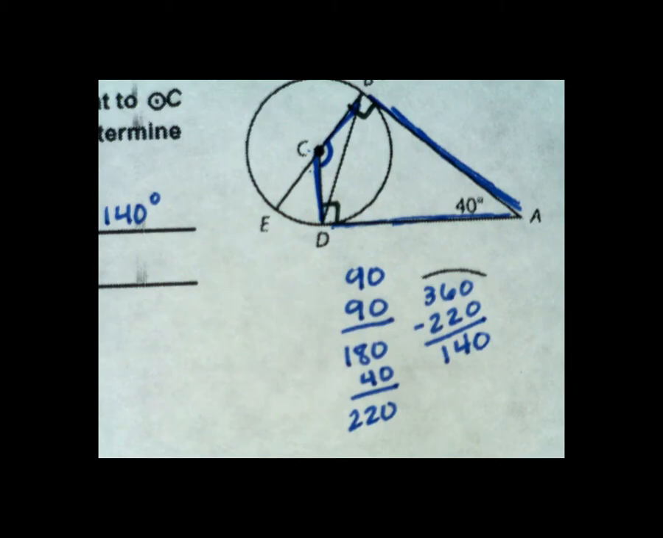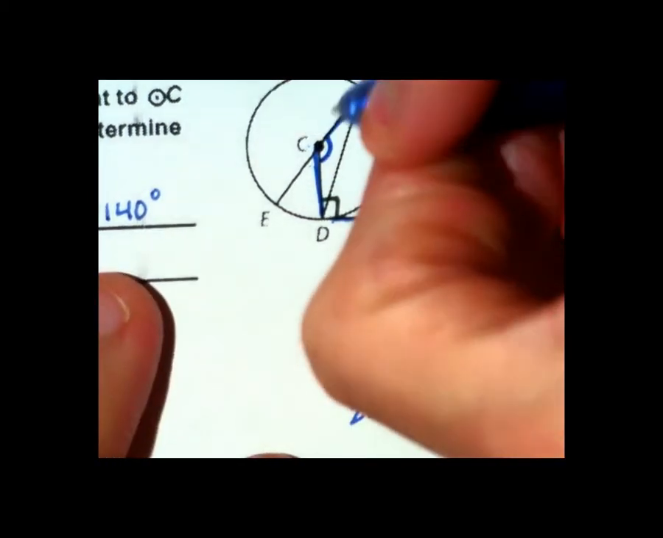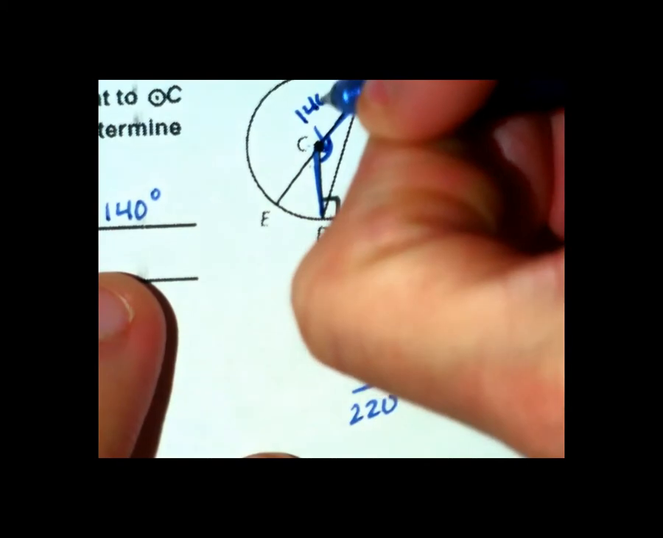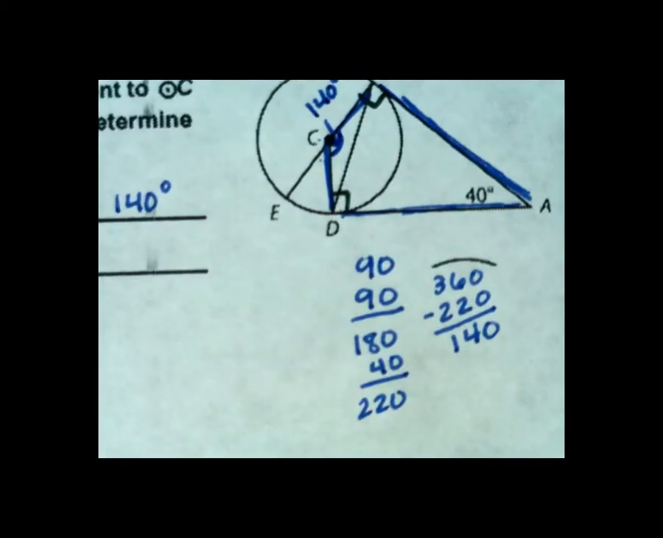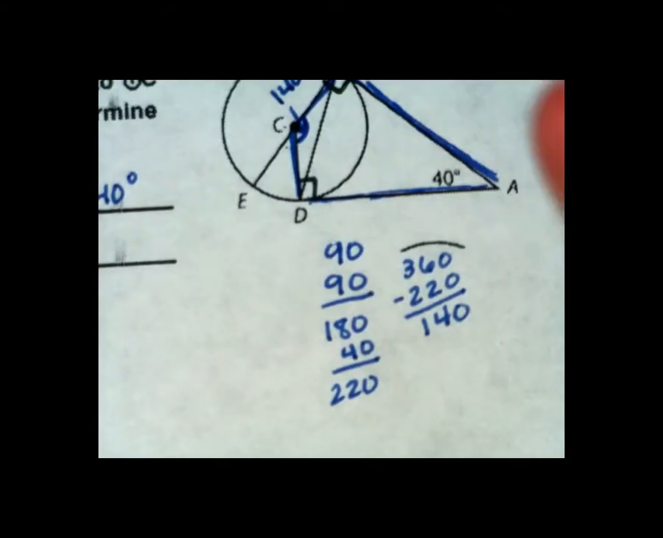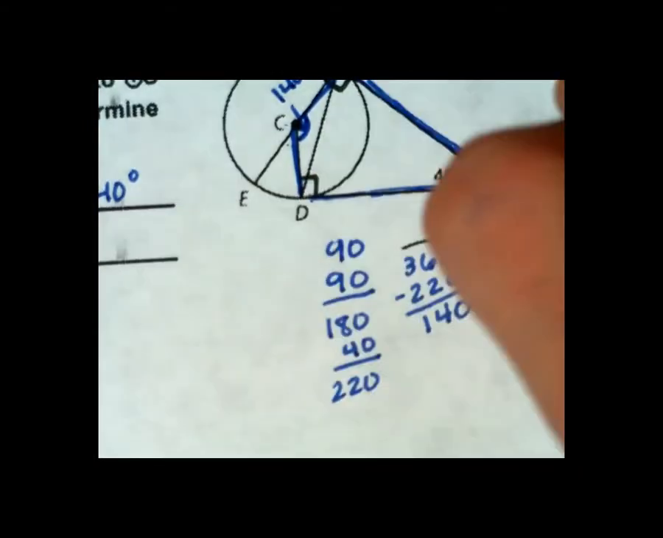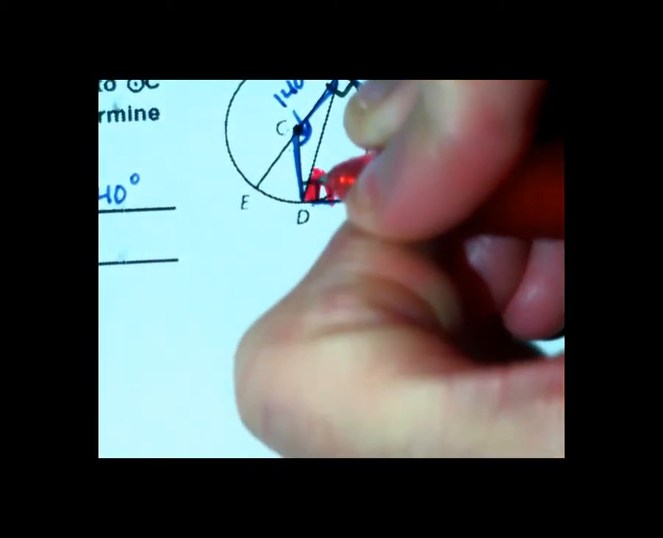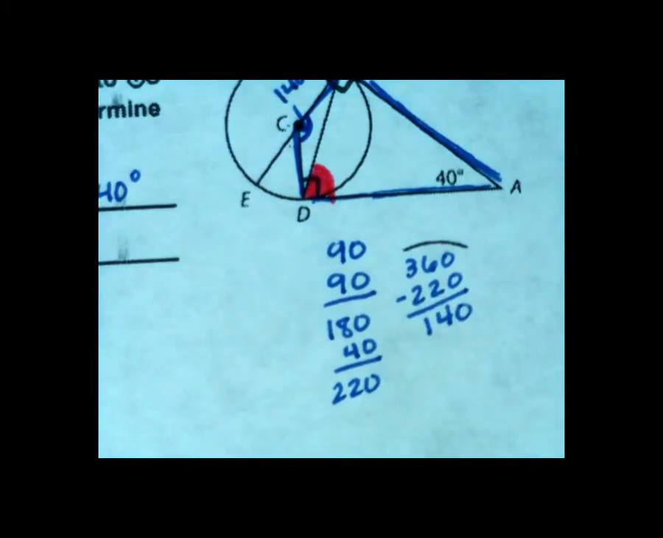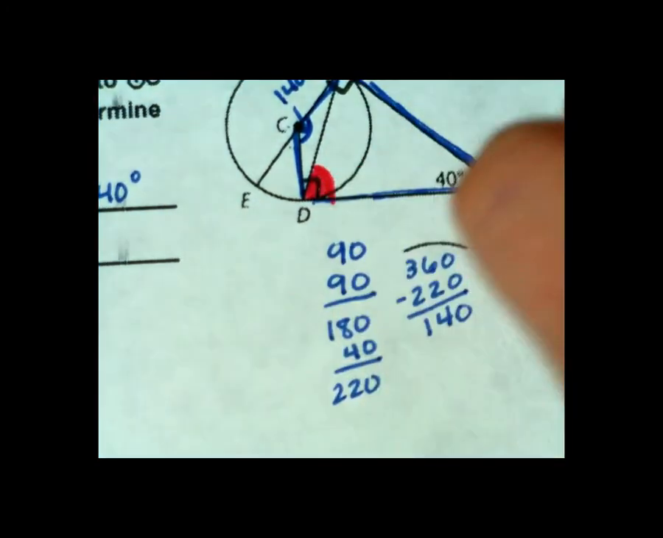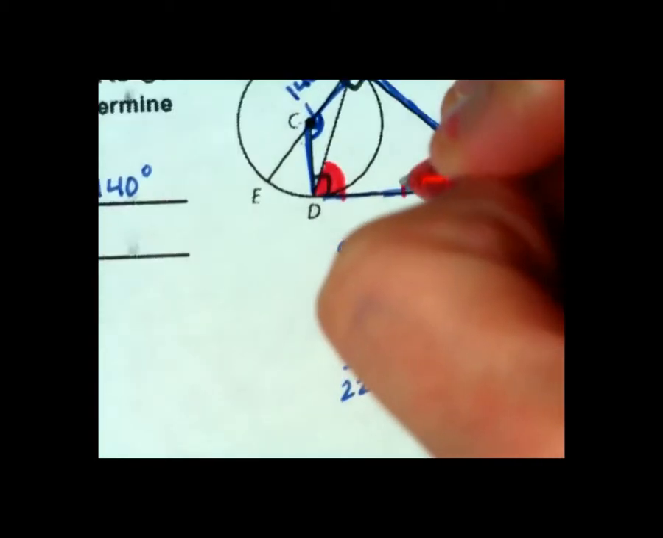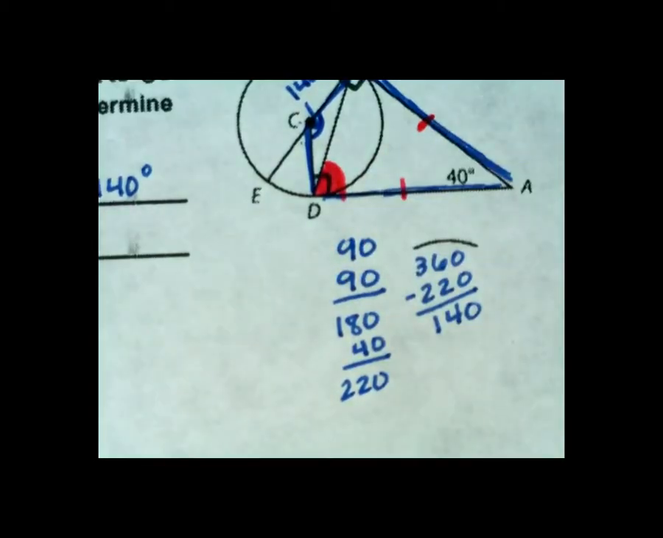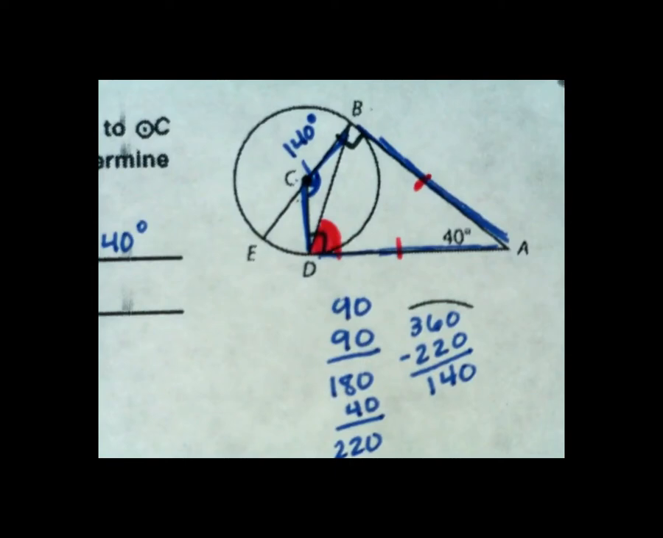Okay, now we know this is 140 right there. And we now need to find number 3, which says find BDA. This angle right here. We're going to learn in a minute that this actually is an isosceles triangle. So we're going to assume it is at the moment. But in the next theorem, we will actually learn it is.